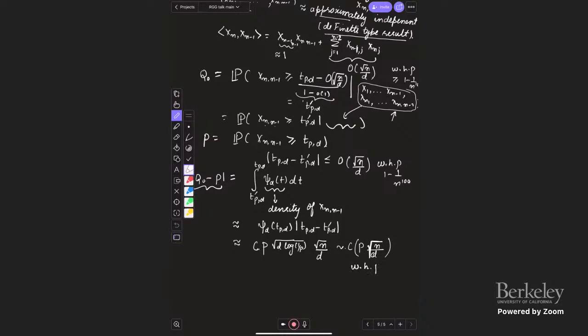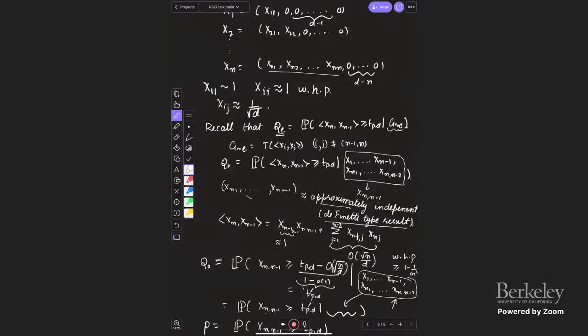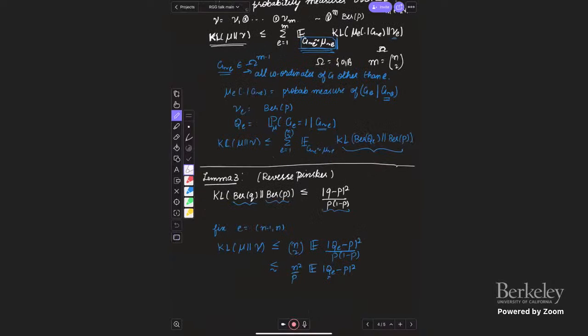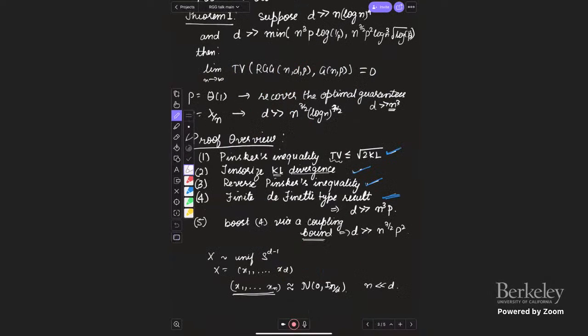This is exactly what we set out to prove in the fourth chapter, that is, this finite de Finetti type result. And this finishes the third step in our proof, which gives us the first bound, which is d much larger than n cubed times p.